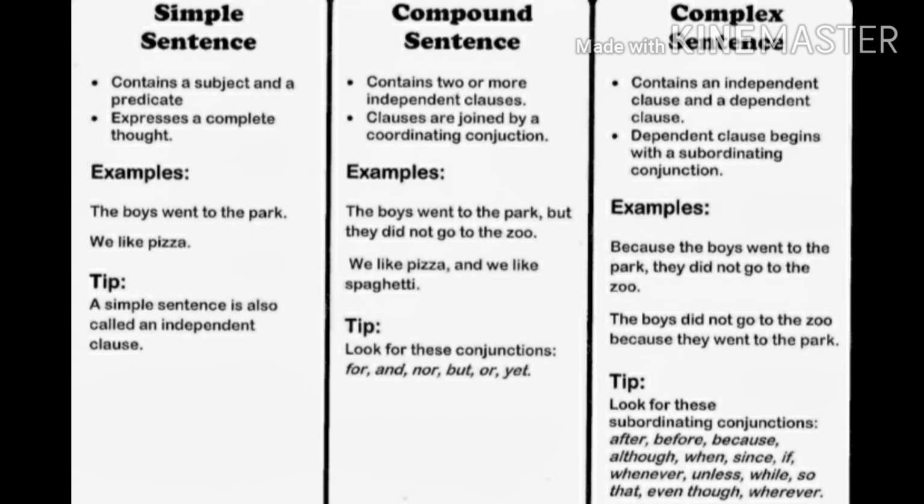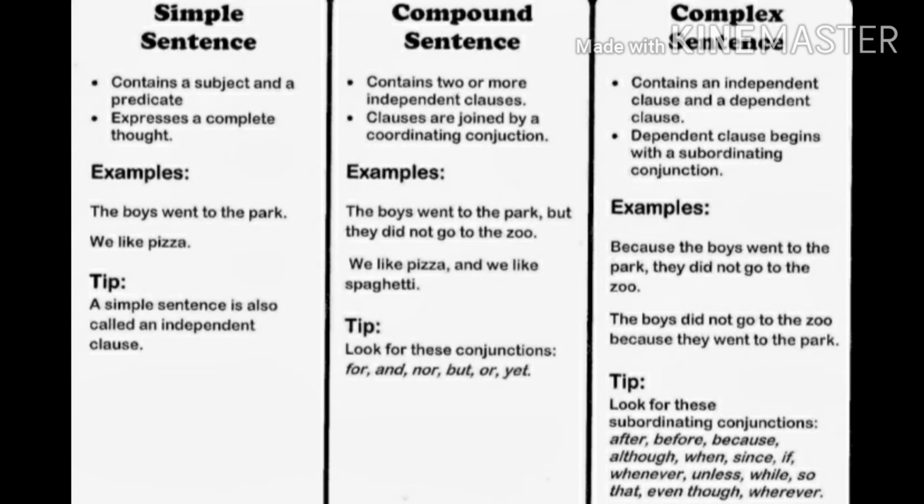After that, complex sentence. Complex sentence contains an independent clause and a dependent clause. Independent clause is also called main clause. Dependent clause, which is also called subordinate clause, starts with a subordinating conjunction. Example, because the boys went to the park, they did not go to the zoo. Or the boys did not go to the zoo because they went to the park. We can use subordinating conjunction in the starting of the sentence or in the middle of the sentence.